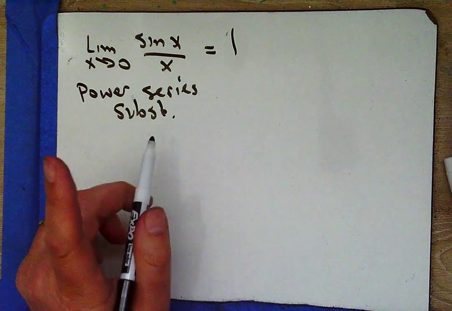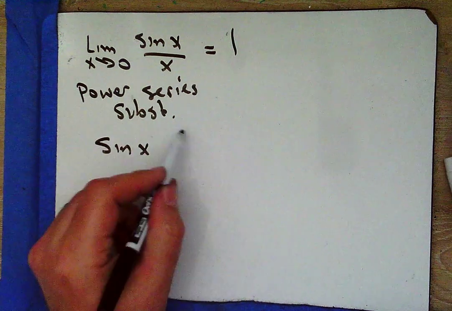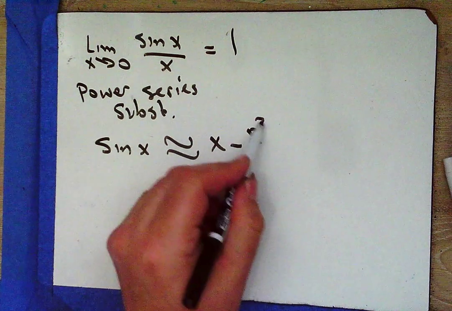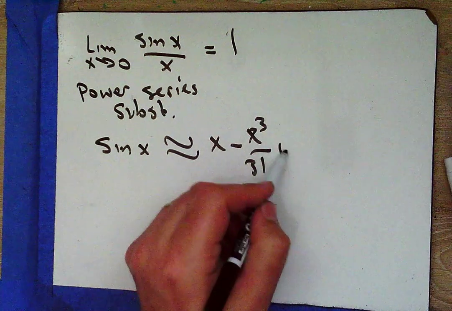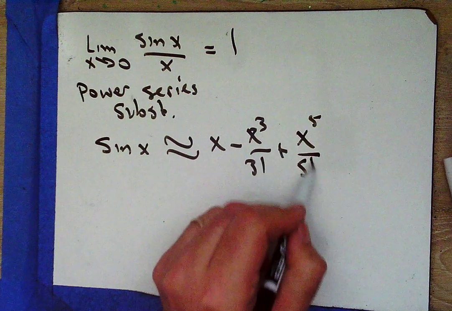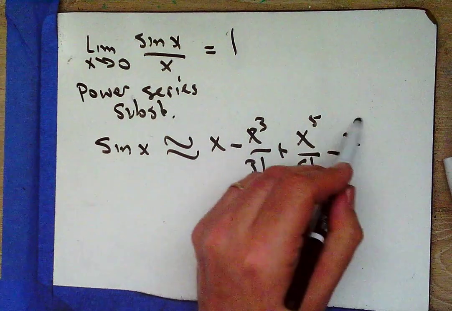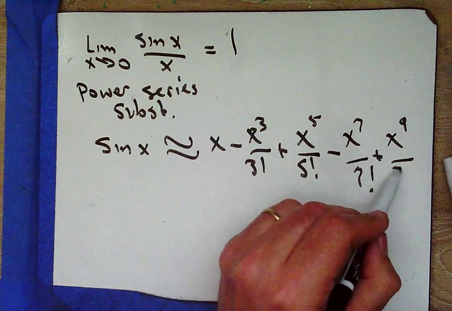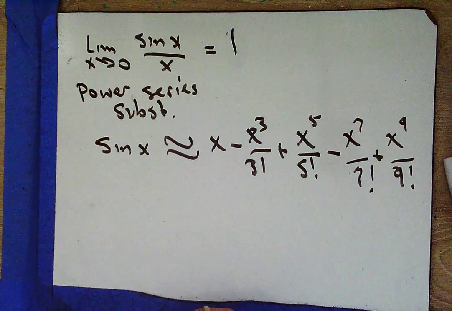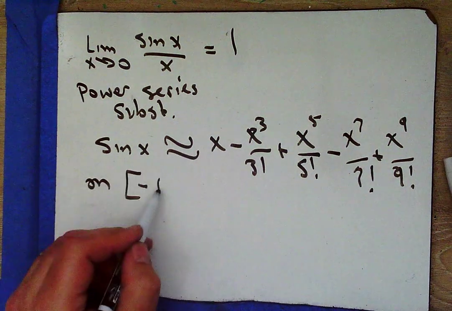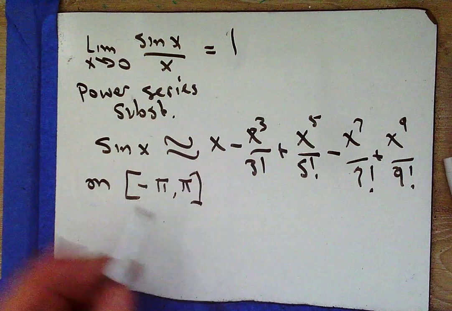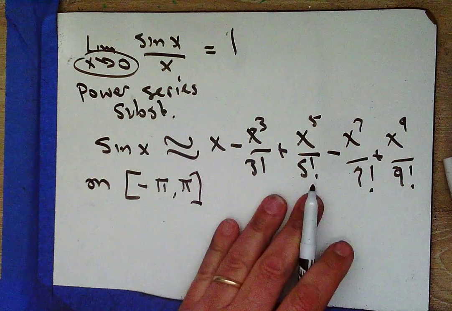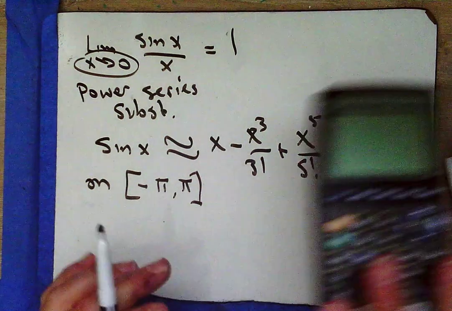This is kind of freaky and amazing. Sine x can be approximated by x minus x to the third over 3 factorial plus x to the 5th over 5 factorial minus x to the 7th over 7 factorial plus x to the 9th over 9 factorial on negative pi to pi. Well, that's great because I want something smack dab in the middle of that interval. No, really, how did we figure this out? I gotta look and see.